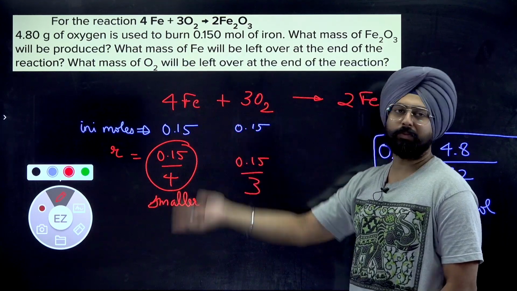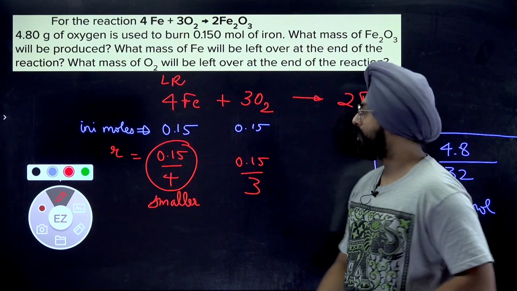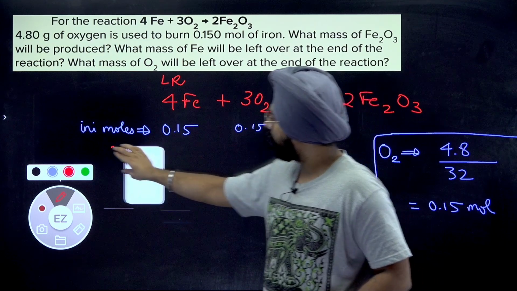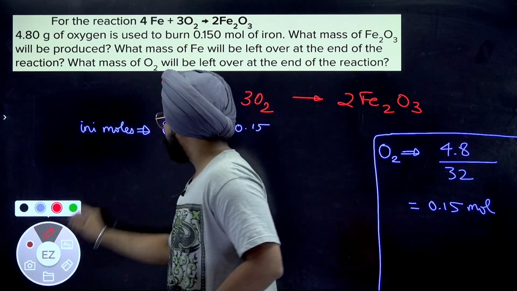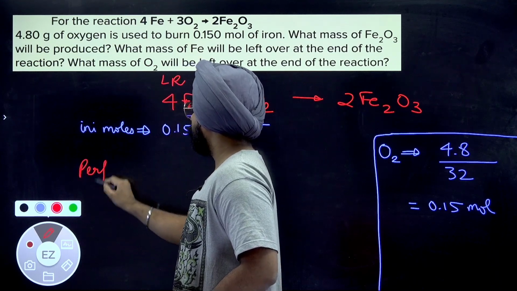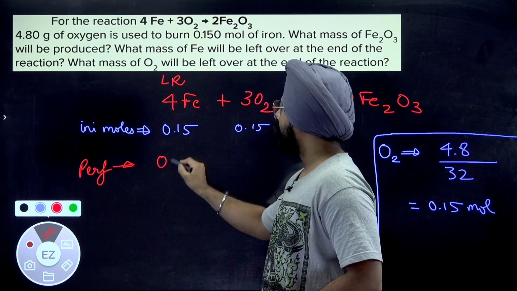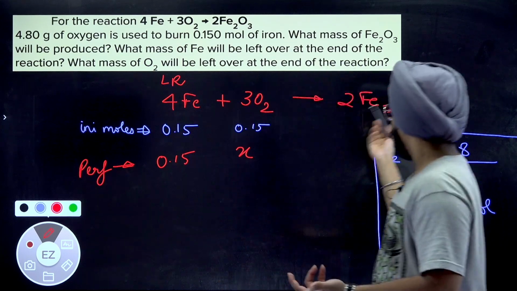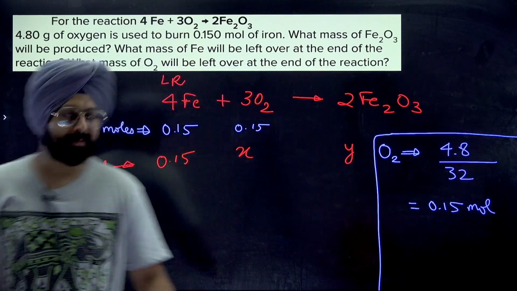Denominator is bigger, this is smaller. So my dear friends, our iron is the limiting reagent over here. Nice. So iron is the limiting reagent. So in the perfect scenario, this will be used. I don't know how much oxygen will be used. I don't know how much Fe2O3 will be produced, but let's just write that down, isn't it?